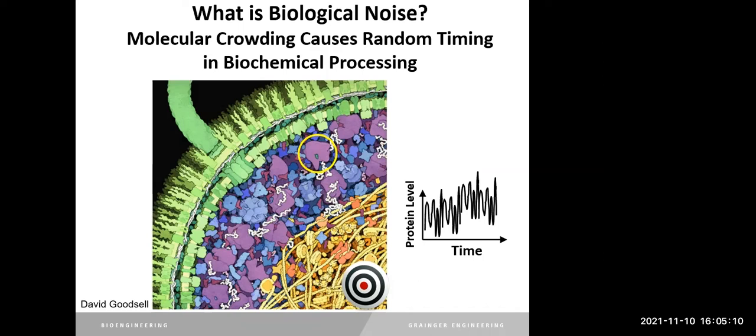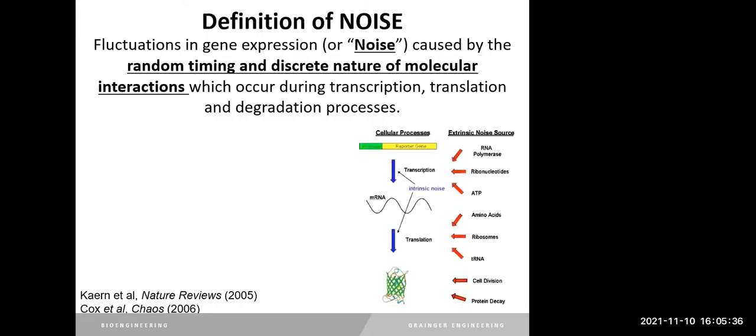David Goodsell depicts here an E. coli cross-section. And if you have an enzyme somewhere on the outskirts here that's trying to get to its substrate, it takes a very convoluted path to get there. And every time it gets to that substrate, it'll create a protein product. Now, every protein that's being expressed in the cell has fluctuations that are due to this crowded environment, and that's what we're calling noise. So fluctuations in gene expression are caused by the random timing and discrete nature of molecular interactions that occur during transcription, translation, and degradation processes of both mRNA and protein.